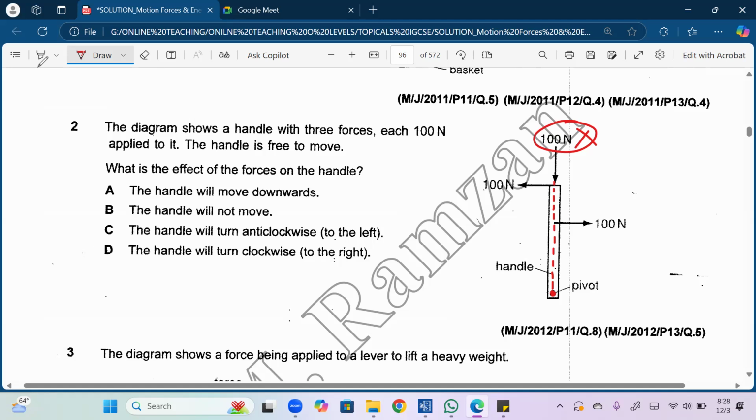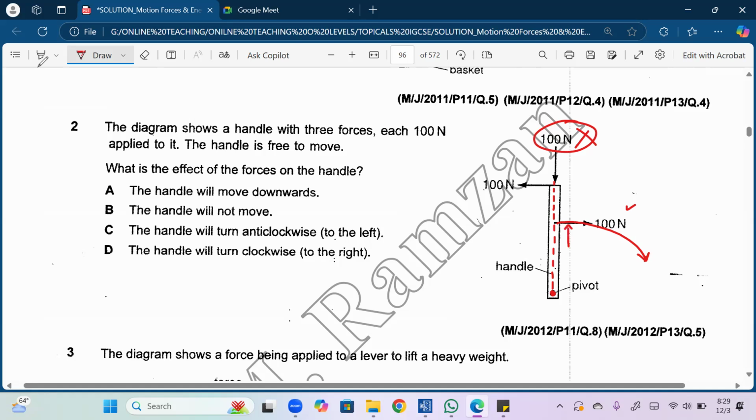The 100 newton force acting rightwards is going to produce a clockwise moment. How do we know? We have to neglect all of the rest of the forces and just focus on the force to be considered. For example, if I'm talking about this 100 newton force, it is the only force acting. I will leave the rest of the forces.